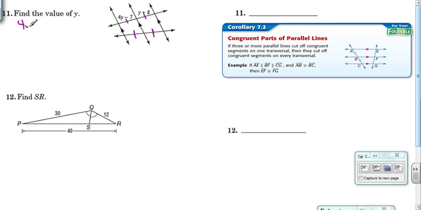So I know 4y minus 7 is going to equal y plus 8. Subtract y on each side, I get 3y. Add 7 on each side, I get 15. Divide by 3, and I get y to be 5.